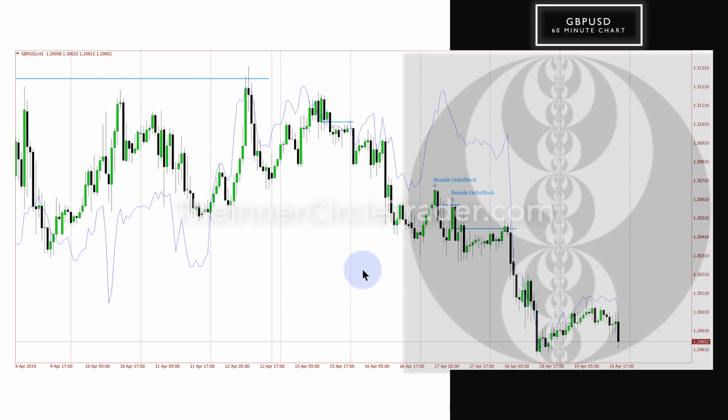Can we trust bearish order blocks in that situation in cable if it's failing to go higher? You betcha. Bearish order block, sell right there. Bearish order block, sell right there. Down she goes.